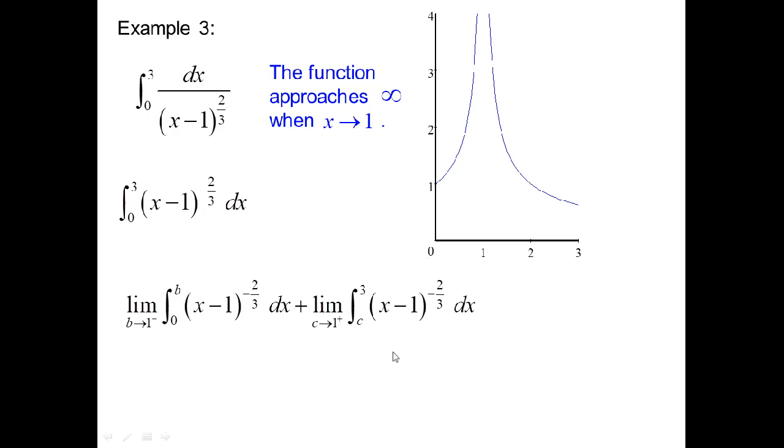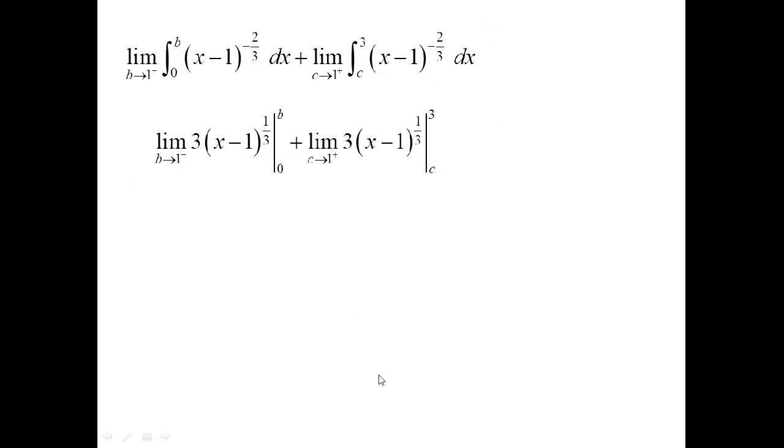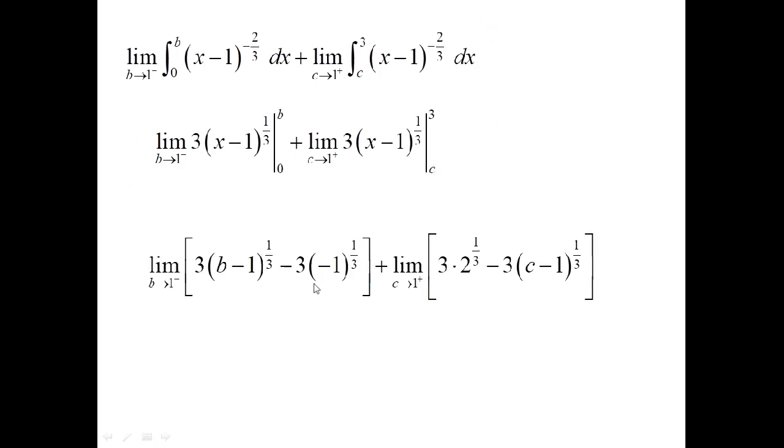So what we end up with, we end up taking the antiderivative of both of these, and we're going to get 3 times x minus 1 to the 1/3, putting in your b and your 0 and subtracting, evaluating your limit, plugging in c and 3, doing your subtraction and evaluating your limit. So we get the limit of this.